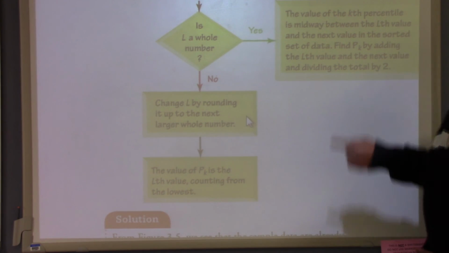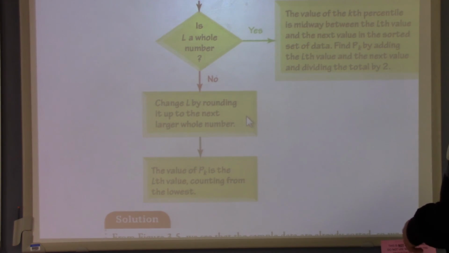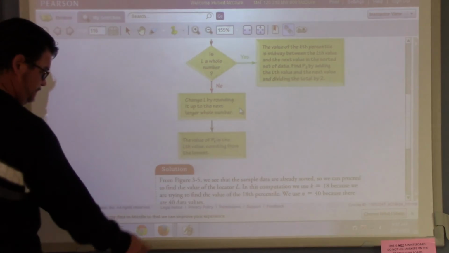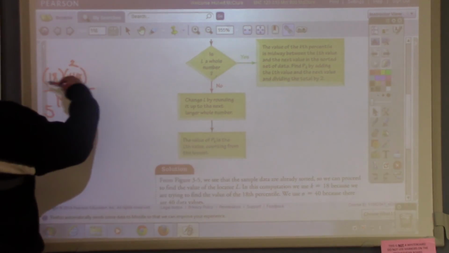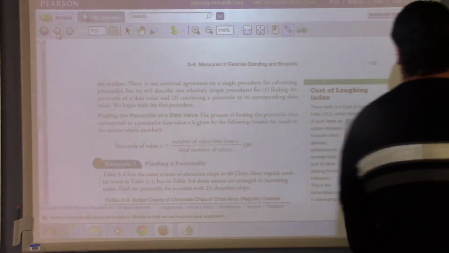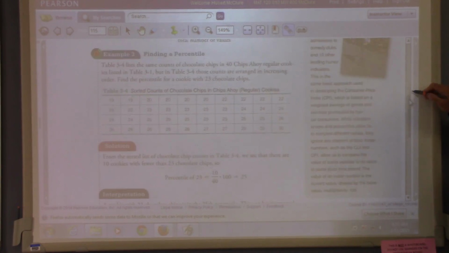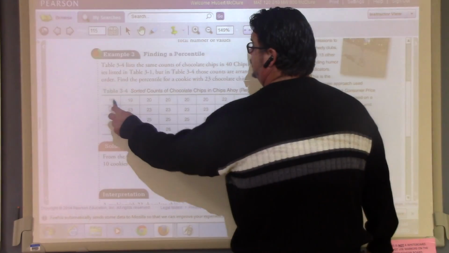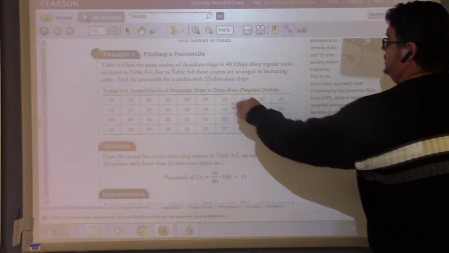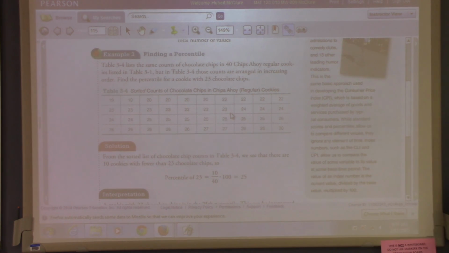So let's go back to the table. Dana, go down. Thank you. Go back to the table. And count how many spaces? 1, 2, 3, 4, 5, 6, 7, 8. So 22 is your 18th percentile. Or whatever one we were looking for. And that's how you do the percentile to the number.